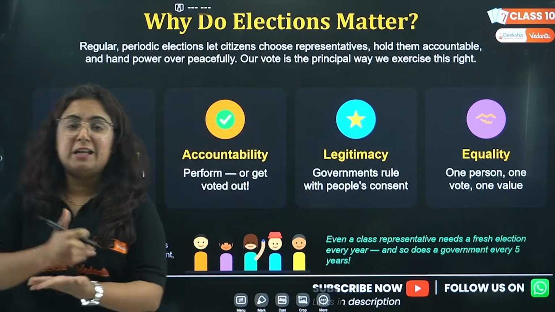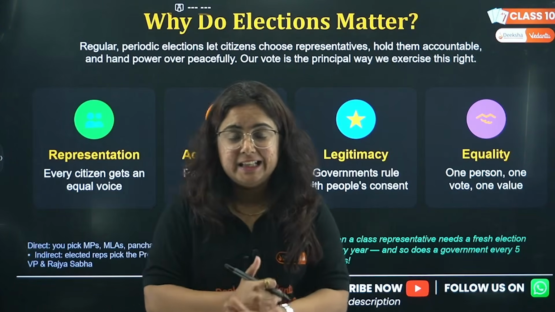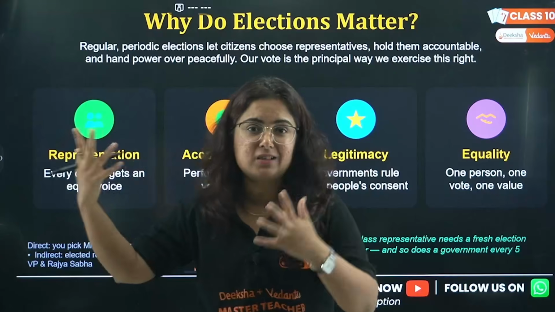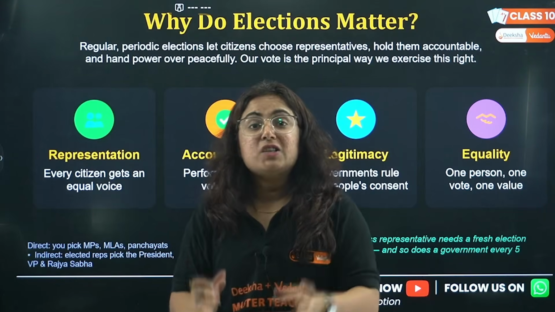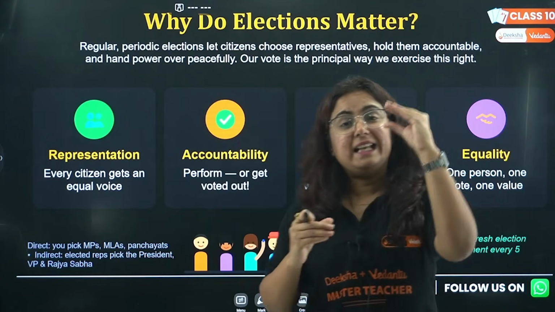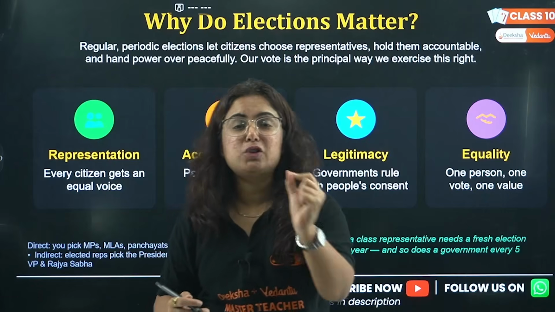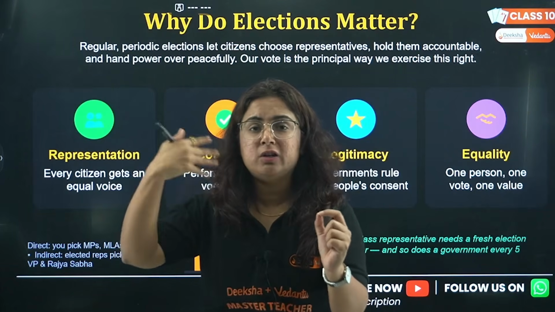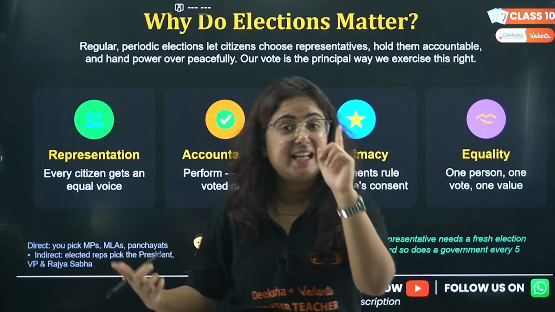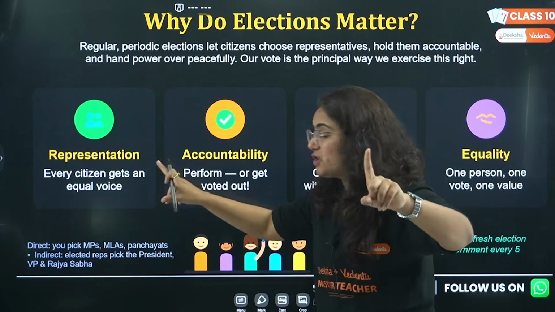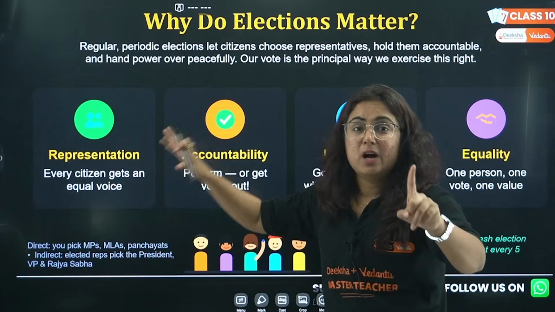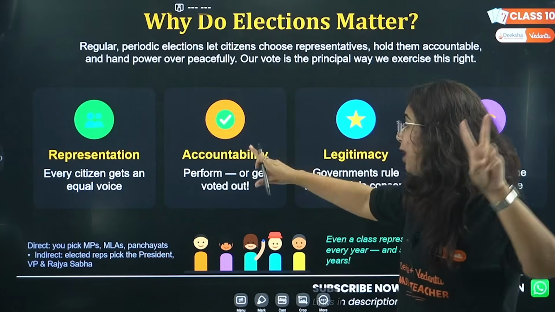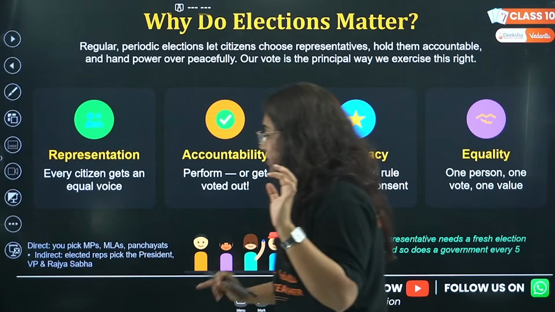By every citizen, I mean everyone who is an Indian citizen, not everyone in India, because there are certain foreigners also living in India. So everyone, bacha, who is an Indian citizen above the age of 18 years, irrespective of caste, culture, religion, race, etc., is entitled to vote, and that is what representation is, which comes from this feature of election. The second is accountability.